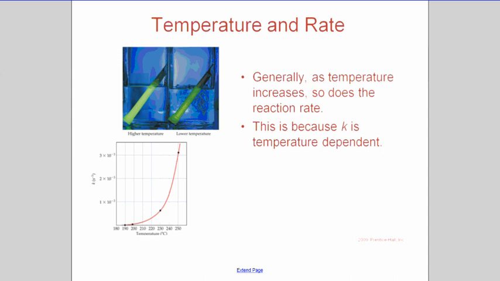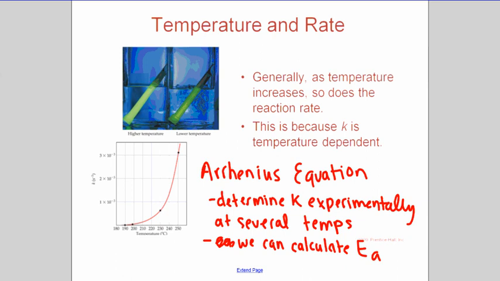As far as this goes, the only thing you really need to know is that there are different K values for different temperatures. There's also this fun thing called the Arrhenius equation, and you can notice that I didn't write the equation for you because you don't need to know it. The nicest thing about the Arrhenius equation is you just need to know that it exists and that it can be used to solve for K at different temperatures. So you determine K experimentally at several temperatures. You can then use that to calculate activation energy, but you don't ever need to do this.